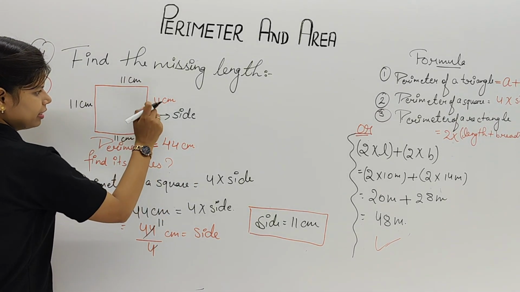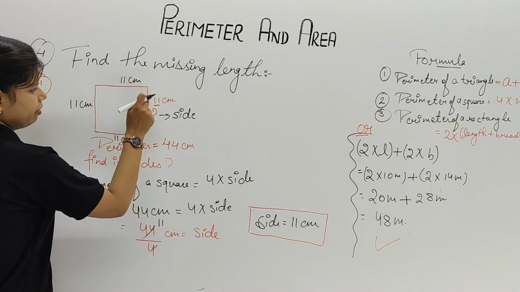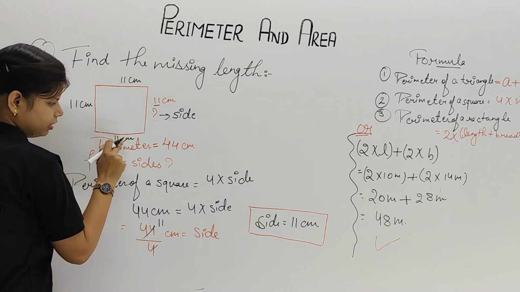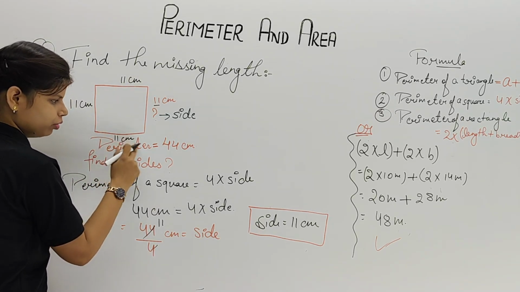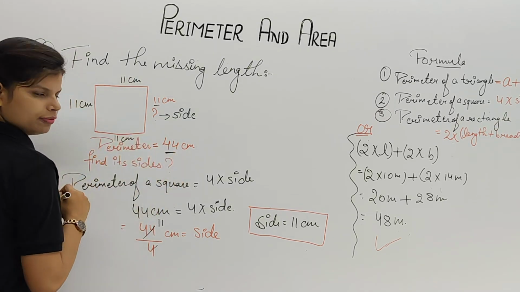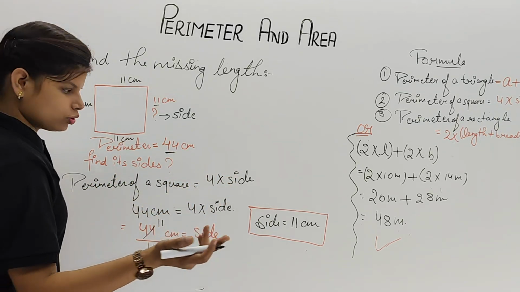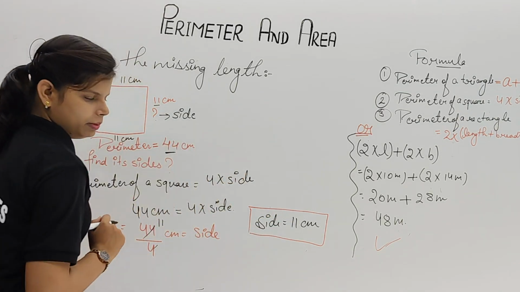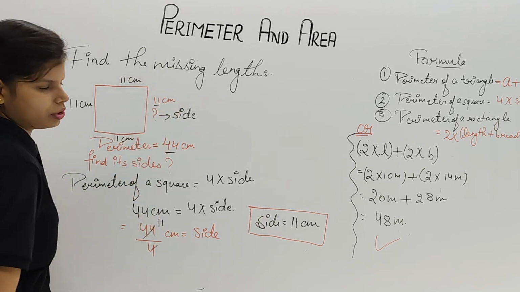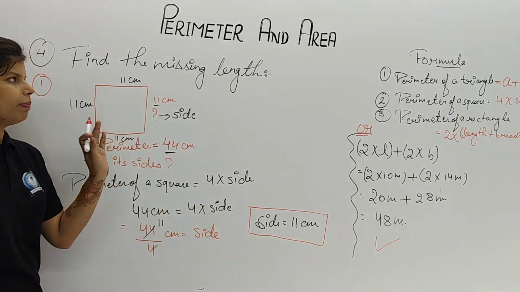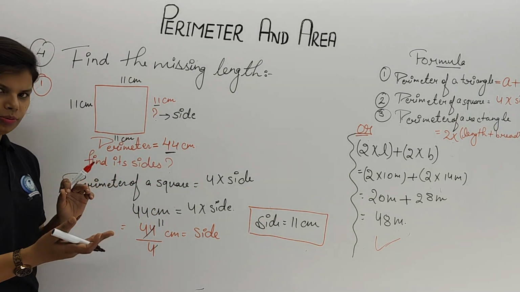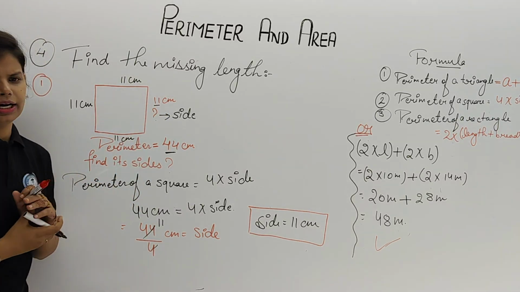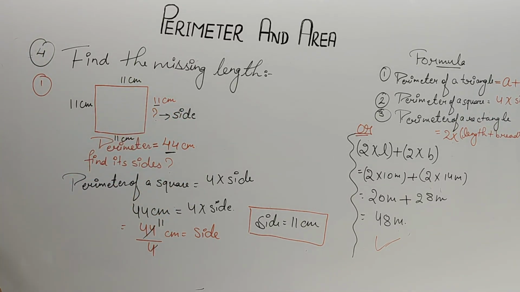So what is of one side? 11. So 11 plus 11, 22, plus 11, 33, 33 plus 11, this is your 44. Now what is given here? 44. Now our answer is correct. So our each side is what? 11 centimeter. That is another pattern of questions which is given in this topic, perimeter. Understood, no? Now one more example I'll let you know with the same. Please note it down.